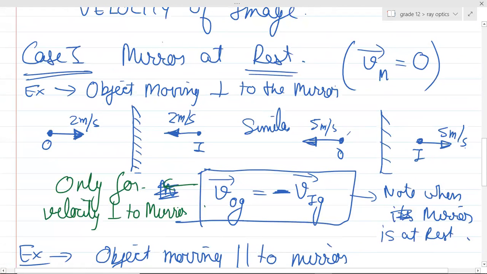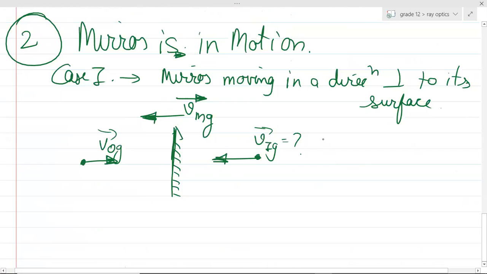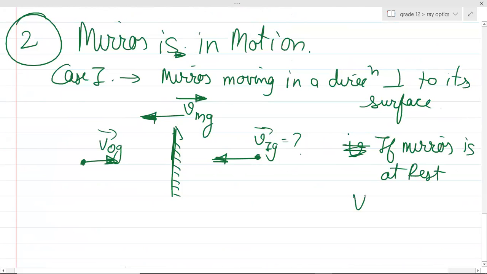Do you remember when the mirror was at rest? When the mirror was at rest, then the velocities of the object and the image were equal and opposite, right? Yes or no? So can you see over here, if the mirror is at rest, then we know the velocity of the image with respect to ground is equal to what? Velocity of the mirror with respect to ground. Yes or no? But this was only valid till the time when the mirror was at rest.